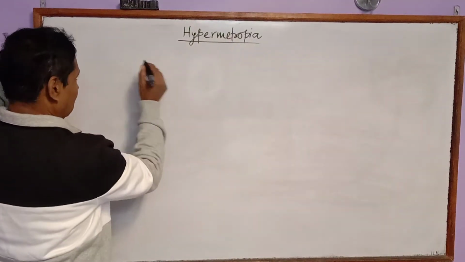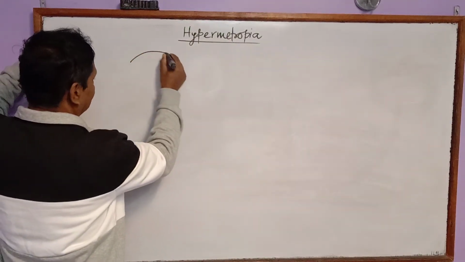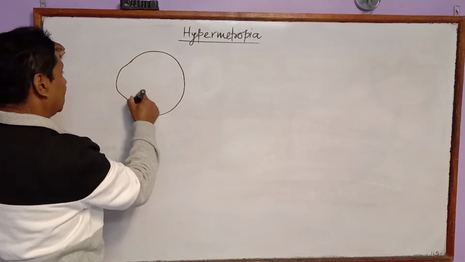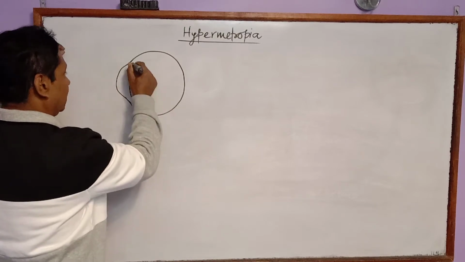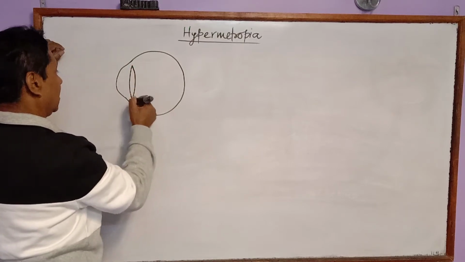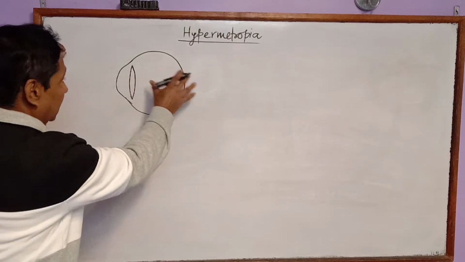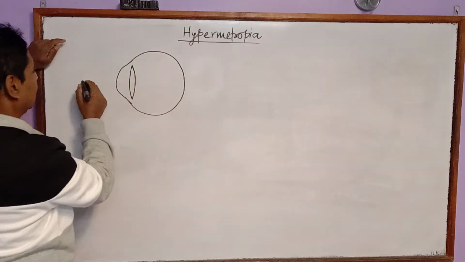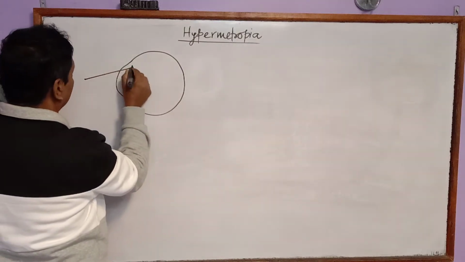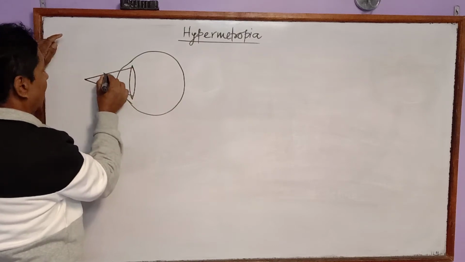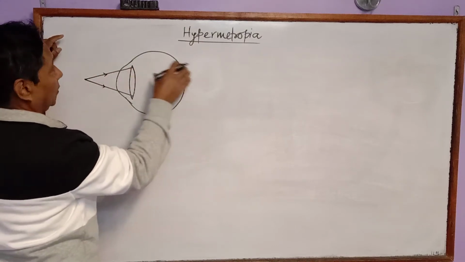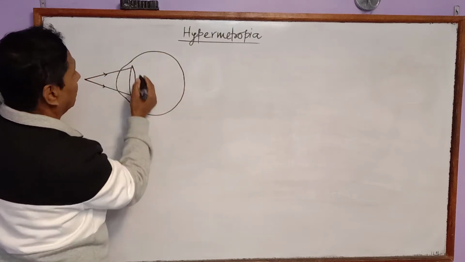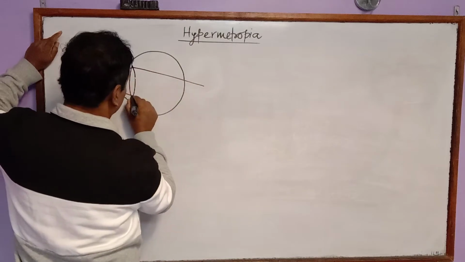We can show this with a diagram like this. Let's say this is the human eye, and in this defect the convex lens of the eye is thinner than normal. In this defect, distant objects can be seen clearly. This is not the problem. But near objects cannot be seen clearly. The light rays coming from a near object are diverging rays, and they won't focus on the retina. That's why a near object cannot be seen clearly. It focuses behind the retina, this way.